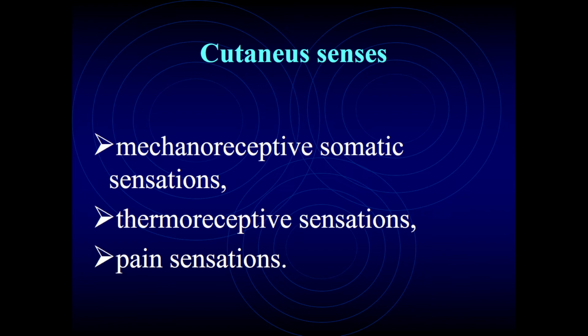Somatosensory sensations are the nervous mechanisms that collect sensory information from the body. It is sensation from skin, muscles, tendons, and joints. Cutaneous senses include mechanoreceptive somatic sensation, thermoreceptive sensation, and pain sensation.